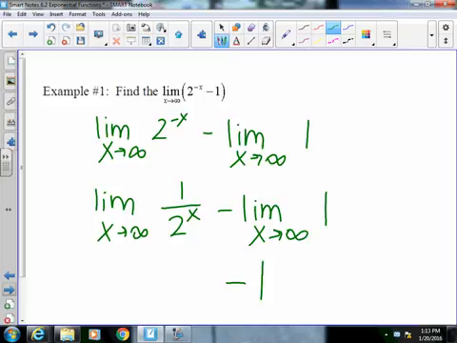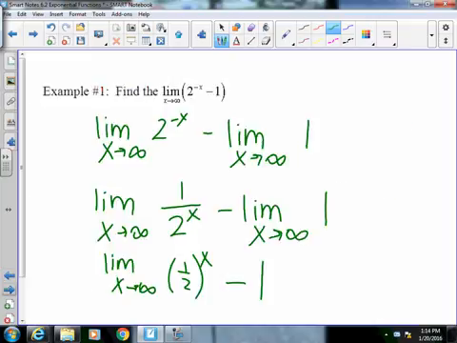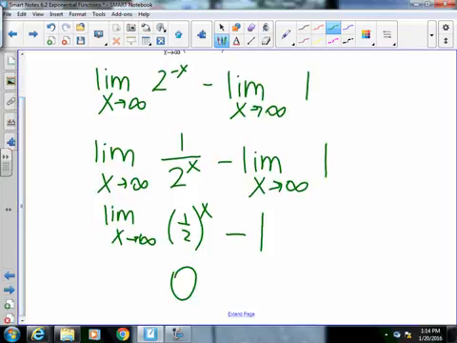The limit as x approaches infinity of 1 over 2 to the x is similar, except that if we think back to these graphs, another way we could write this is the limit as x approaches infinity of 1/2 to the x. So it's a situation where a is between 0 and 1, which means it looks like this graph. And when we approach infinity, we get 0. Minus 1 gives us negative 1.